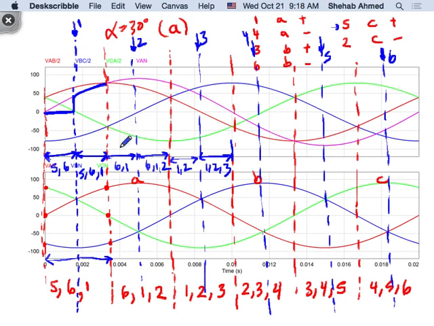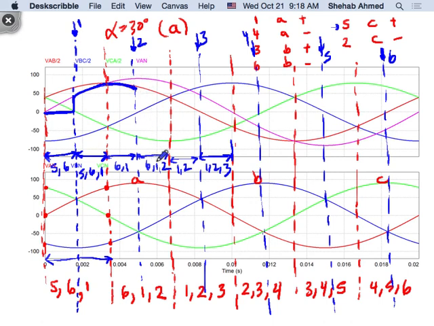right? And then 6 and 1 are on. What's the output voltage? Exactly, right? So 6 and 1, 6 is the B negative, and then 1 is the A positive. So it's VAB divided by 2. So I follow this red waveform. The red VAB divided by 2 is the red waveform. So it looks like this.